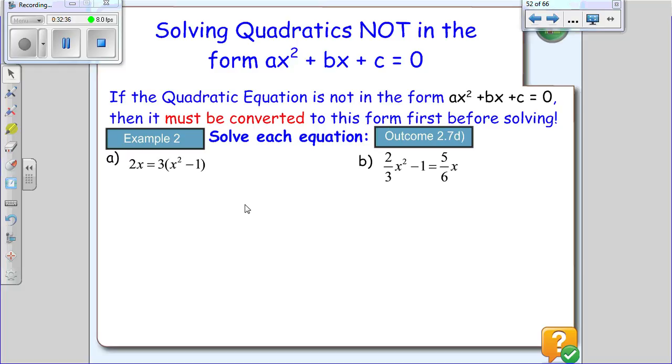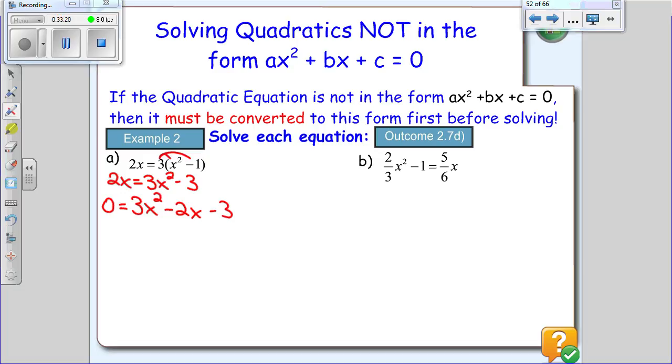So I'm going to multiply that 3 into the brackets. So I have 2x equals 3x squared minus 3. And I'm going to subtract 2x from both sides. Notice when I subtract 2x from both sides, I'm putting it in as my second term. I'm writing it in descending order, right? So the highest exponent goes first, and then the next exponent, and then no exponents. You've got to convert these things, or else you can't solve them. It must equal 0, must look like ax squared plus bx plus c equals 0. If it's 0 equals ax squared plus bx plus c, that's okay.